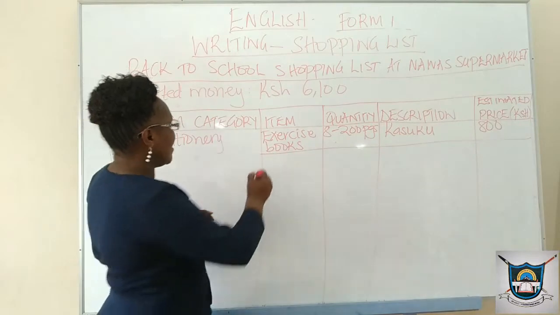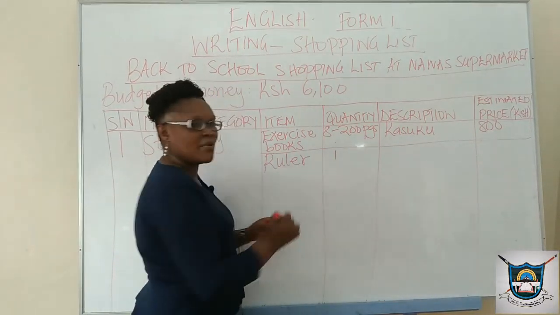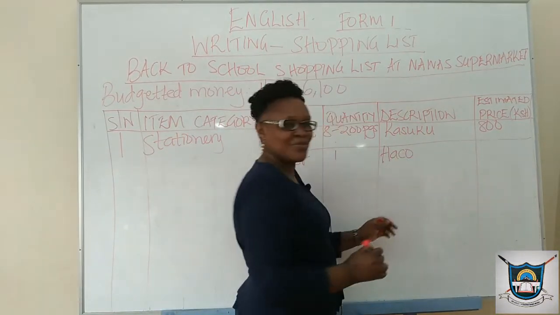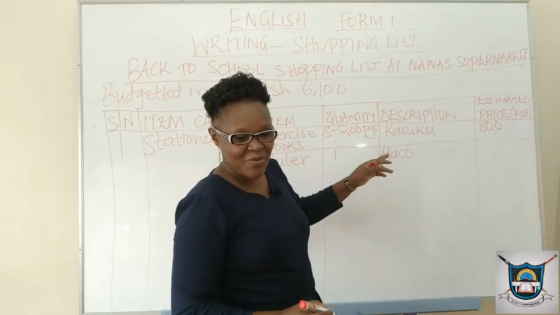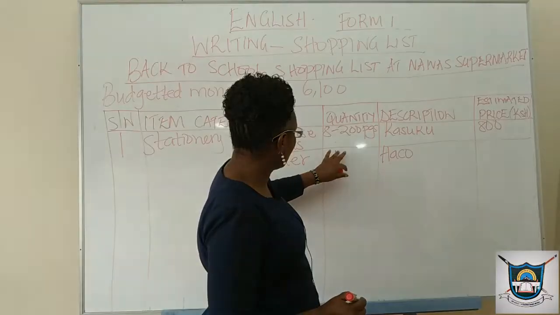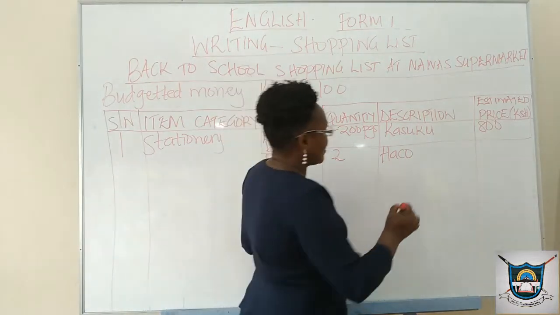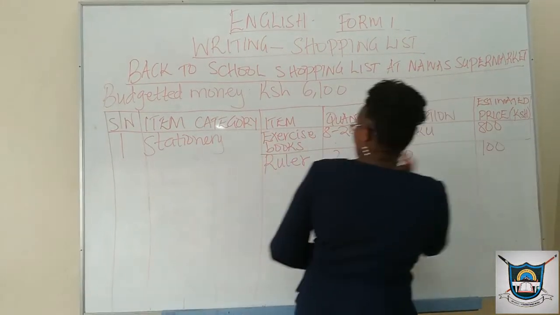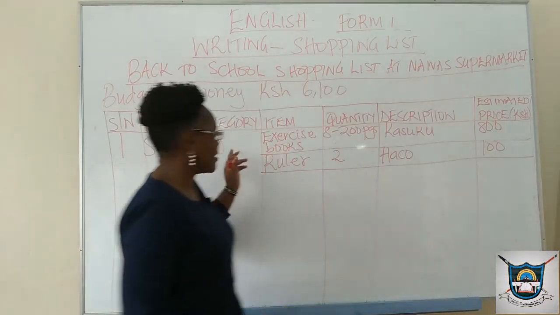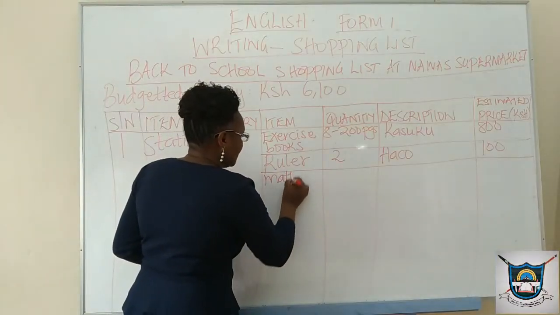Then we are going to buy a ruler. We need only one. We buy Hako. I'm sure they are the ones that you use, most of you, Hako. And the ruler is, we are going to buy 2, sorry for that. We are going to buy 2 at a cost of 100. So we are done with the second item under the first item category. Then we have mathematical set.